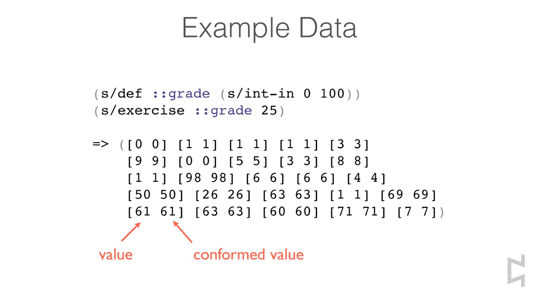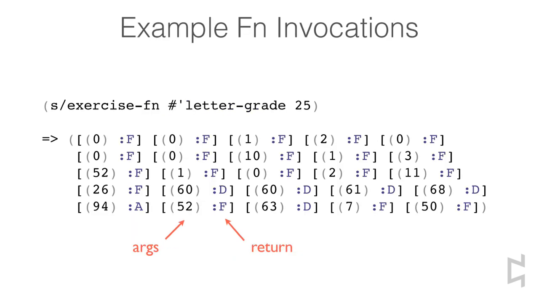Now, in the case of integers, the conformed value doesn't have any additional information, because there were no alternatives or ors, so there were no predicates that add new labels. But if this were more complicated, then the first and the second value in those pairs would be different. You can also ask Clojure to exercise a function. So you can say, given the function letter grade, exercise it 25 times for me. Now you're going to get the input as the first element and the result of calling the function as the second.